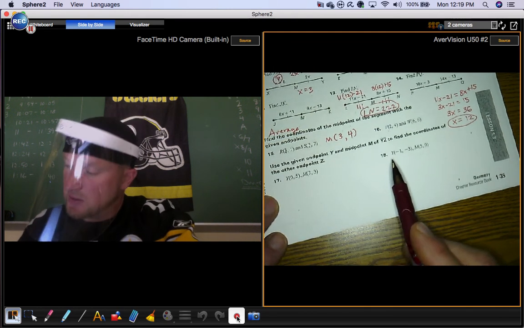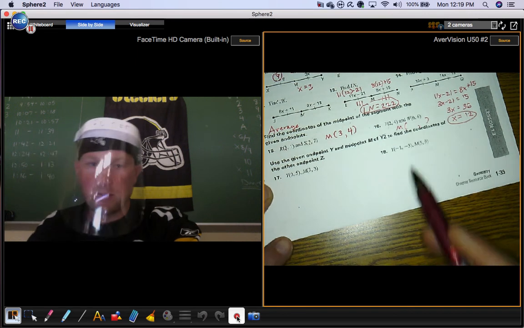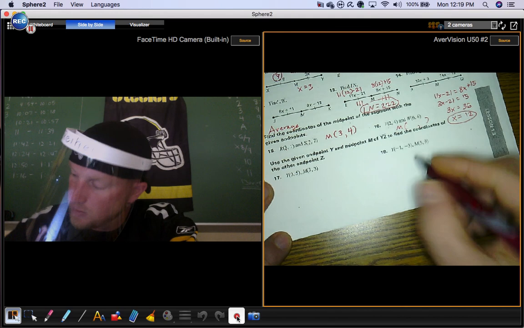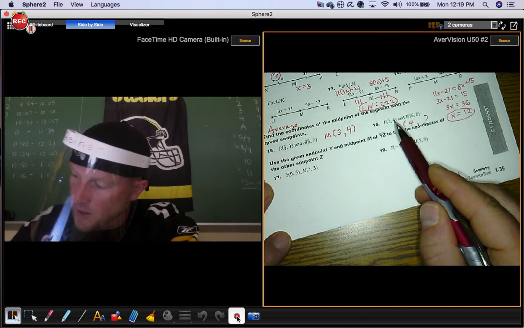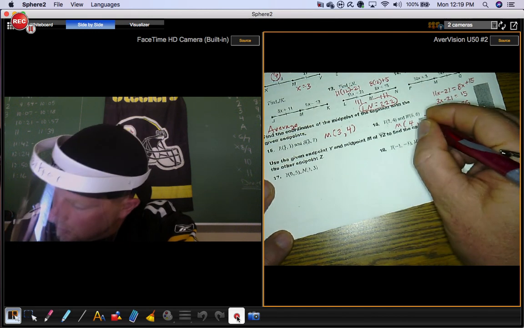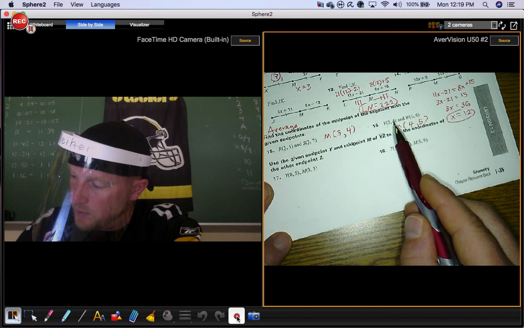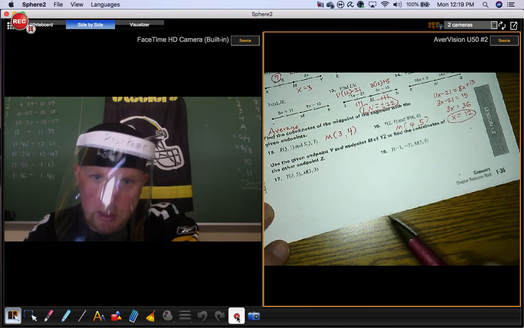Number 16, do the same thing. Let's find where that midpoint M lives. We're going to average a 2 and a 6. 2 plus 6 is 8. 8 divided by 2 is 4. Average of 4 and a 6. That's an easy one. That's a 5. I know that 5 is directly in between 4 and 6, so I didn't need to do any math at all. Keep your eyes open for those ones.